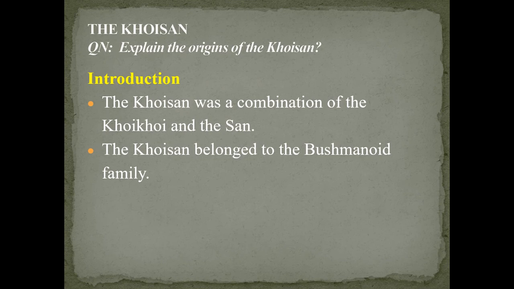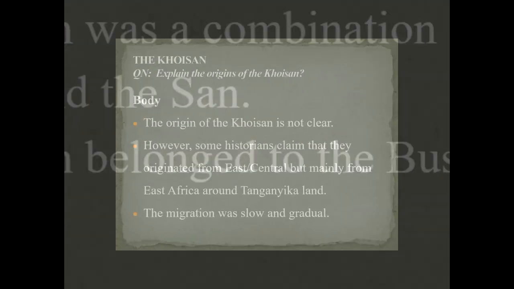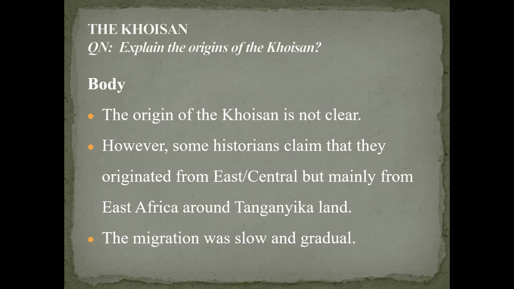Explain the origins of the Khoisan. The Khoisan, one thing you need to know, was simply a combination of the Khoikhoi and the Sani. That group came into existence when the Khoikhoi intermarried with the Sani, and they gave birth to a group of people known as the Khoisan. So that group had similar characteristics like the Sani and the Khoikhoi. That is why in point 2 of our introduction, we are saying that they belonged to the Bushmanoid family.